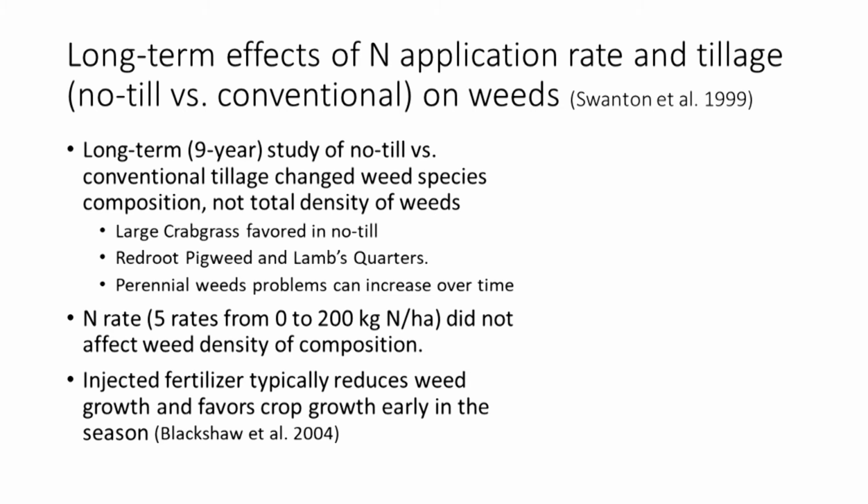What another Ontario study found, though, was that injecting fertilizer typically reduces weed growth and favors crop growth early in the season compared to broadcast applications. And I suppose the idea there is that weed seeds are typically germinating very close to the soil surface. Crop seeds are not, so when they start germinating, their roots have a bit of a head start on those weeds to access that injected fertilizer or banded fertilizer. The fertilizer will be used by the crop as opposed to the weed, and so that'll reduce weed competition.